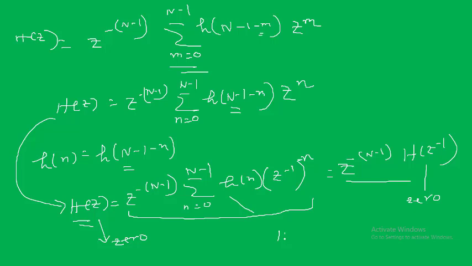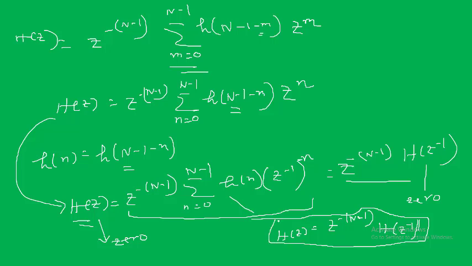So let us write it in a better way. H of z is equal to z to the power minus n minus 1 h of z inverse. So this one is an important relation, and this happens only if there is a linear phase. Now because of this, there are some symmetry properties of zeros of h of z. So let us take these symmetry properties one by one.